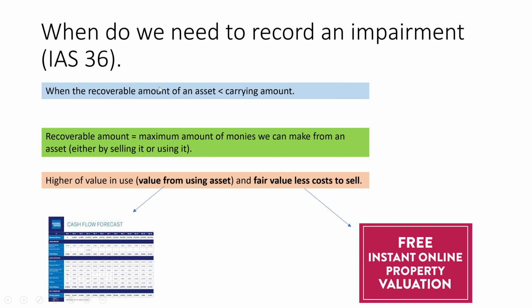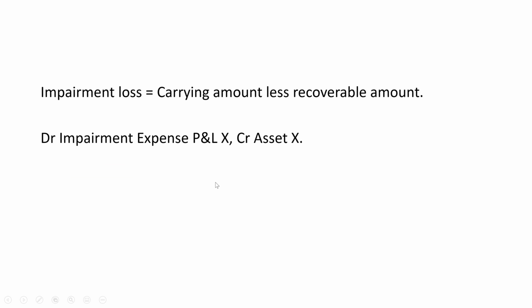FAR will just be about remembering these rules. So what happens if we do spot an impairment? Well, the impairment is calculated as the carrying amount less the recoverable amount. How much does the carrying amount exceed the recoverable amount? The double entry we put through is generally debit expense, credit asset, so fairly simple.